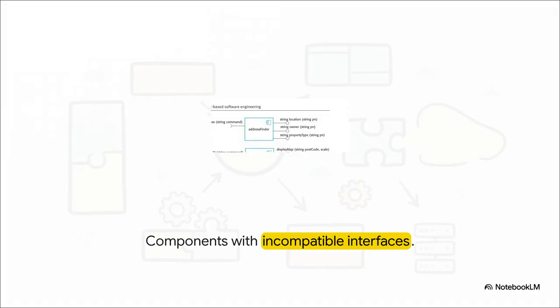Now, what's really interesting about this slide is how clearly it proves why we need these adapters. Take a look at that component up top, the address finder. Its output is a full location string, but look at the one below it, the mapper. Its displayMap method requires a very specific postcode string, not the whole location. They are totally incompatible. So to fix this, we write an adapter, in this case, a postcode stripper.